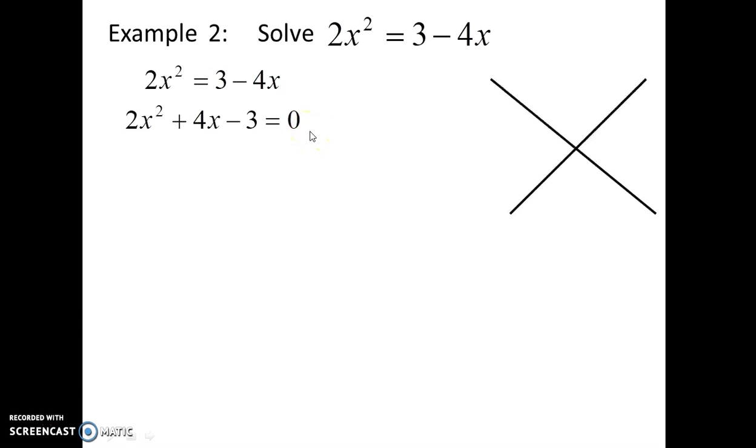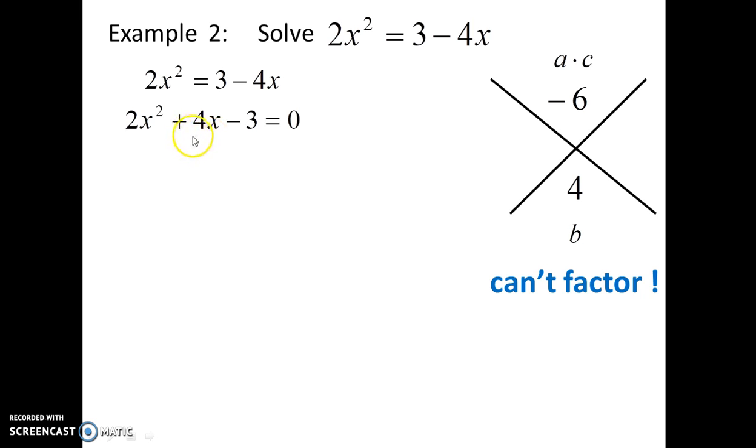Let's try factoring. A times c is 2 times negative 3, which is negative 6, and b is 4. 4 goes here. Two numbers that multiply to make negative 6, but add up to 4. Well, 1 times 6, that won't work. 2 times 3, that will not work. Well, I guess it doesn't work. So again, we have a situation where you can't factor it. So you can't factor this and solve it.